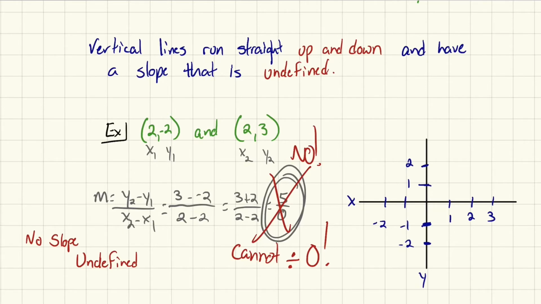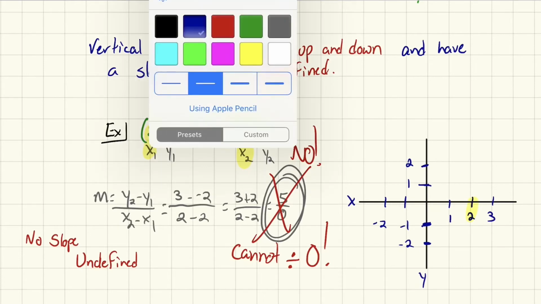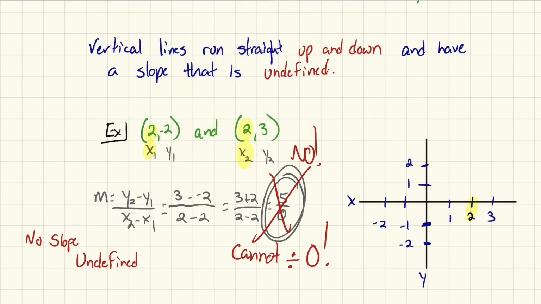So in this case, our x values match, right? And our x values match at positive 2. Since undefined slopes are vertical lines, they're basically like a wall that we run into, all we have to do here is draw a vertical line straight up and down, crossing through 2 on the x-axis.